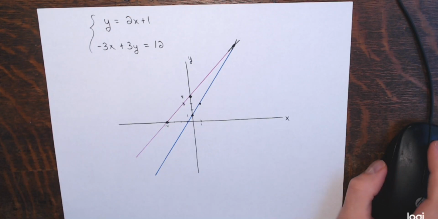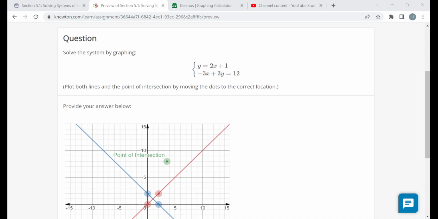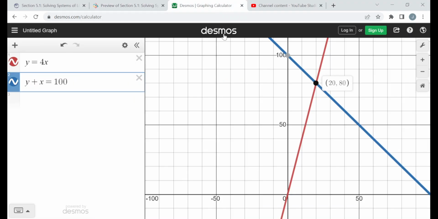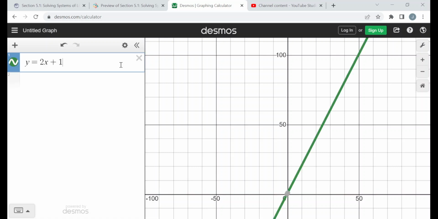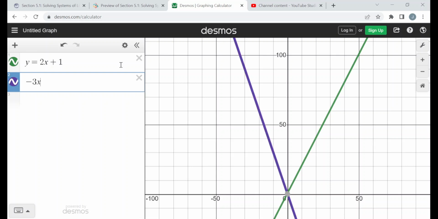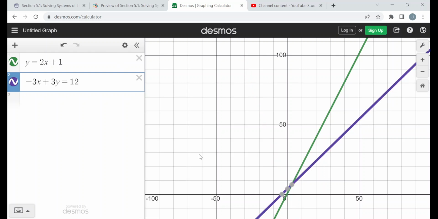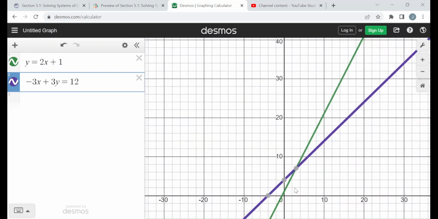All right. So let me go to the Desmos site. Like I said, we'll talk about a more algebraic way of solving these, finding the exact point where they cross, in another video. For right now, we're just graphing. So y equals 2x plus 1, and -3x plus 3y equals 12. All right, so you see where they cross. They have it right here.